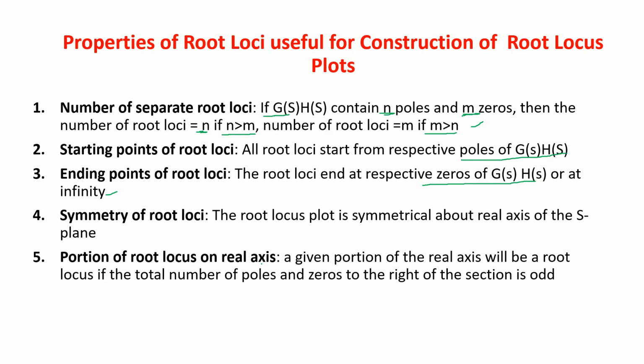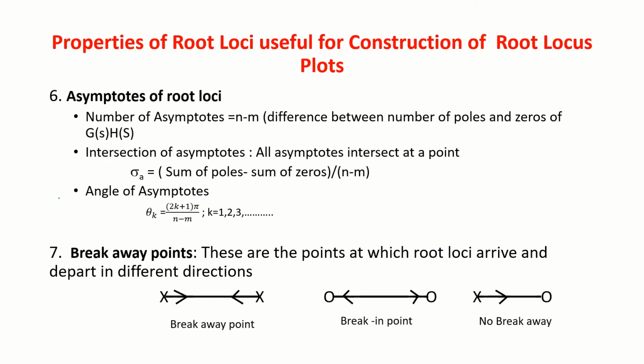Portion of root locus on the real axis. A given portion of the real axis will be a root locus if the total number of poles and zeros to the right of the section is odd, to meet that 180-degree criterion. Then asymptotes of root loci. The number of asymptotes is equal to n minus m, the difference between the number of poles and zeros. The intersection of the asymptotes, sigma, is the sum of poles minus the sum of zeros divided by n minus m. The angle of the asymptotes is given by (2k plus 1) pi divided by n minus m, with k equal to 0, 1, 2, 3, etc.